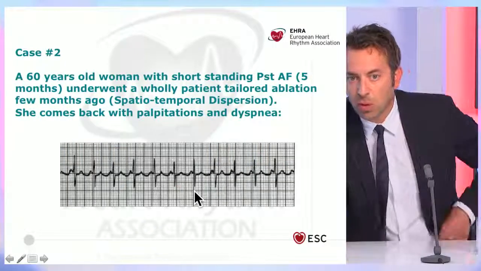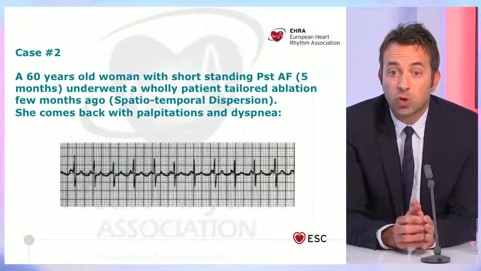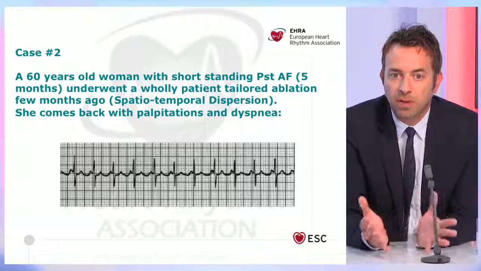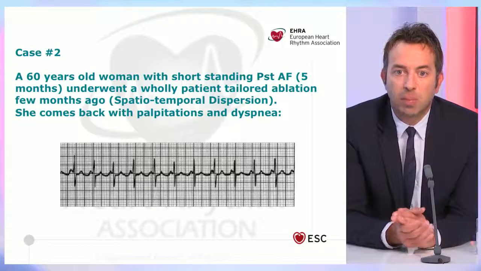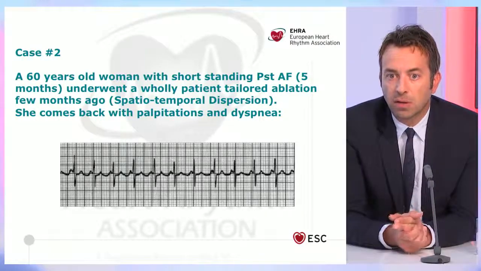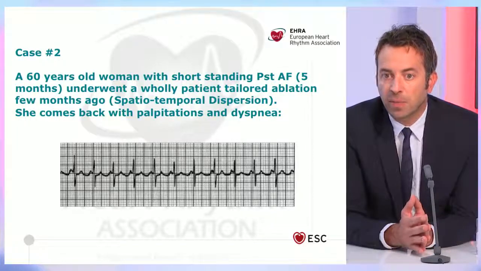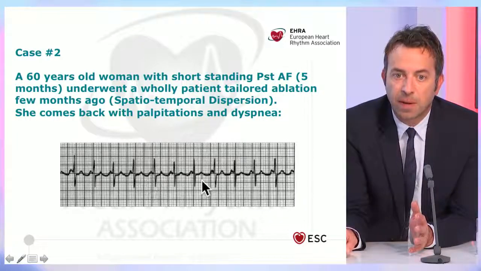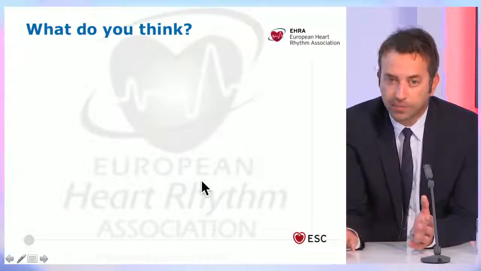So let me show you now another case. This is a 60-year-old woman with a short-standing persistent AFib since 5 months. She underwent a wholly patient-tailored ablation a few months ago in our center, and she comes back with palpitation and dyspnea. So this is the ECG. The first question is, what do you think?